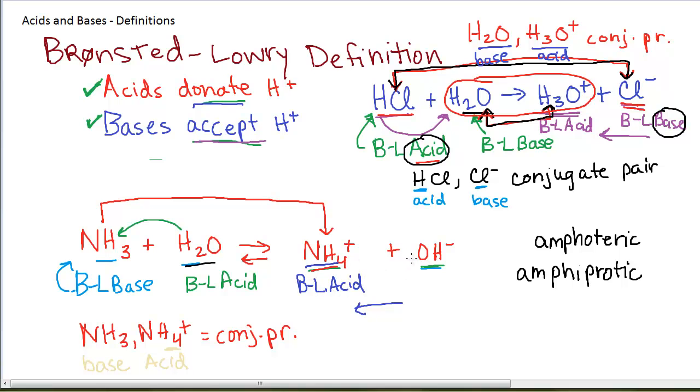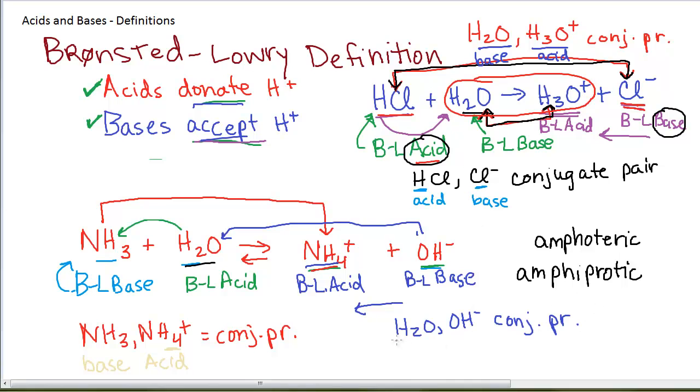The OH- is accepting that H+ from the NH4+ to go and form water. As such, the one that accepts the H+ is the Bronsted-Lowry base. And so I have H2O and OH- as another conjugate pair. They both have hydrogens, but the H2O has the extra hydrogen. The H2O is the conjugate acid, the OH- is the conjugate base.